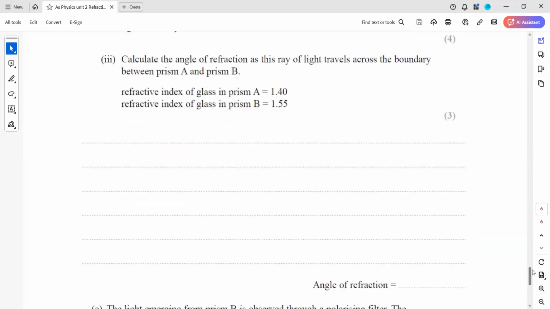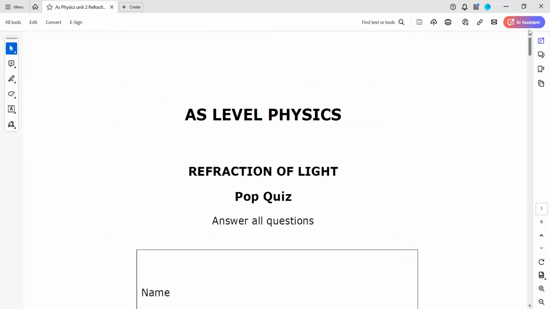Is it clear? This was pop quiz 2, which was related to the refraction of light. Any question or doubt in this?